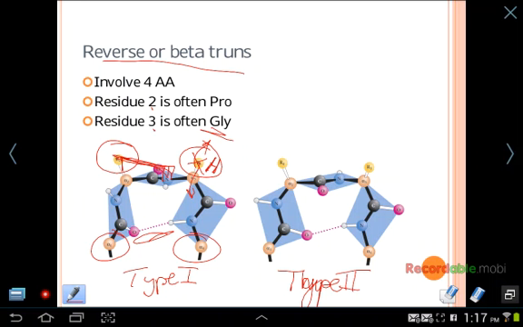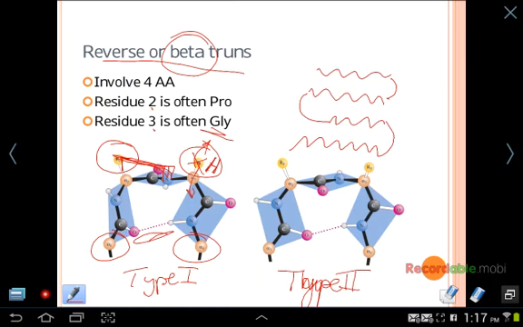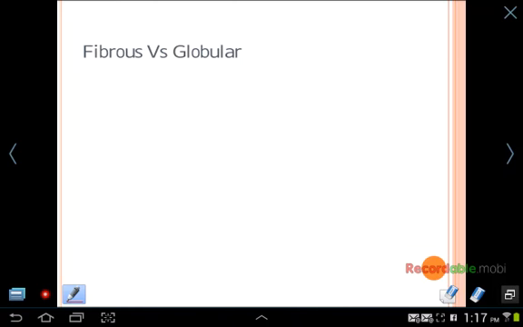So the reason they call them beta turns a lot is because this is what will connect a series of pleated sheets to form an overall tertiary structure. So let's talk about fibrous versus globular. So now we're talking more about tertiary structures. So how secondary structures come together in a three-dimensional structure to make tertiary structures.